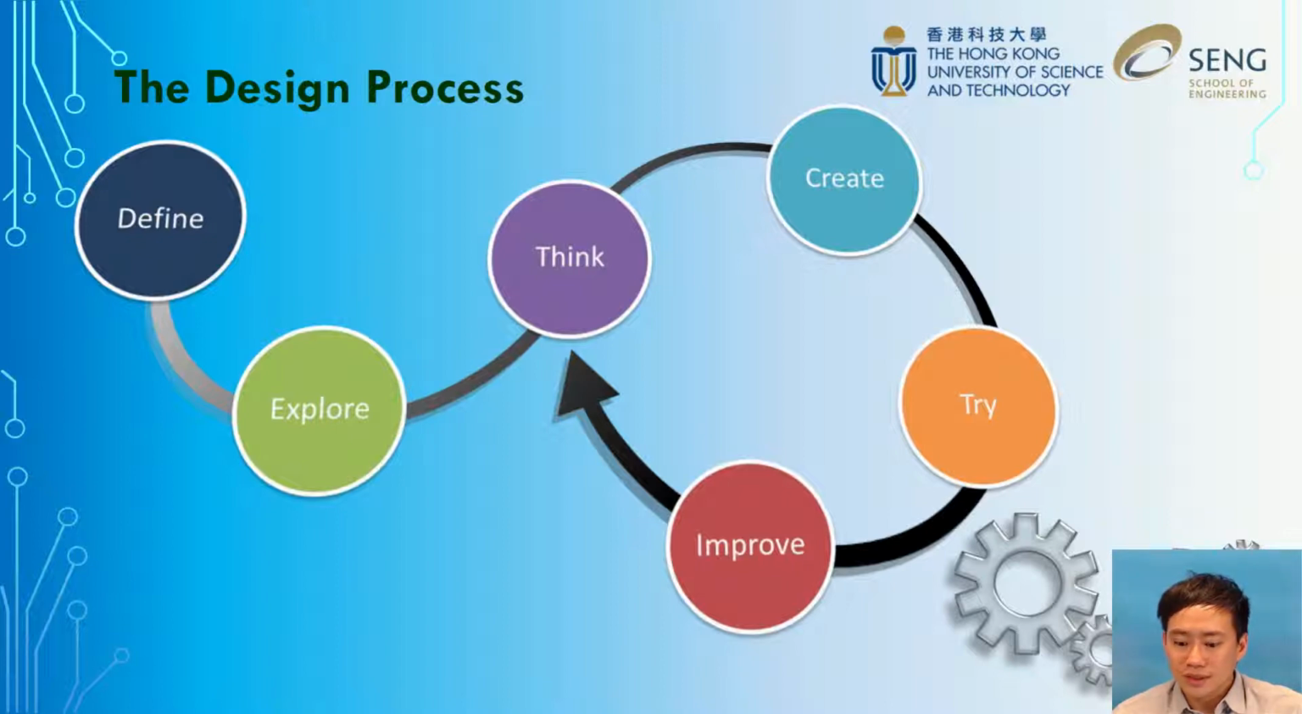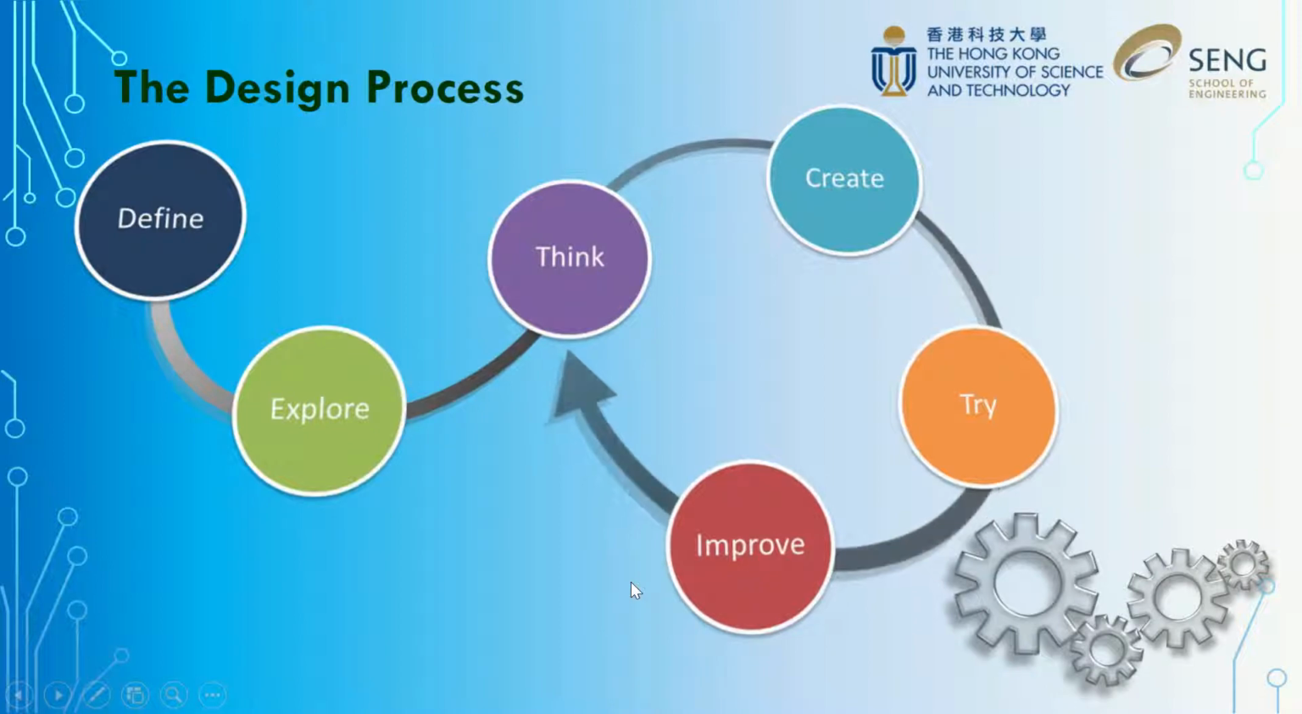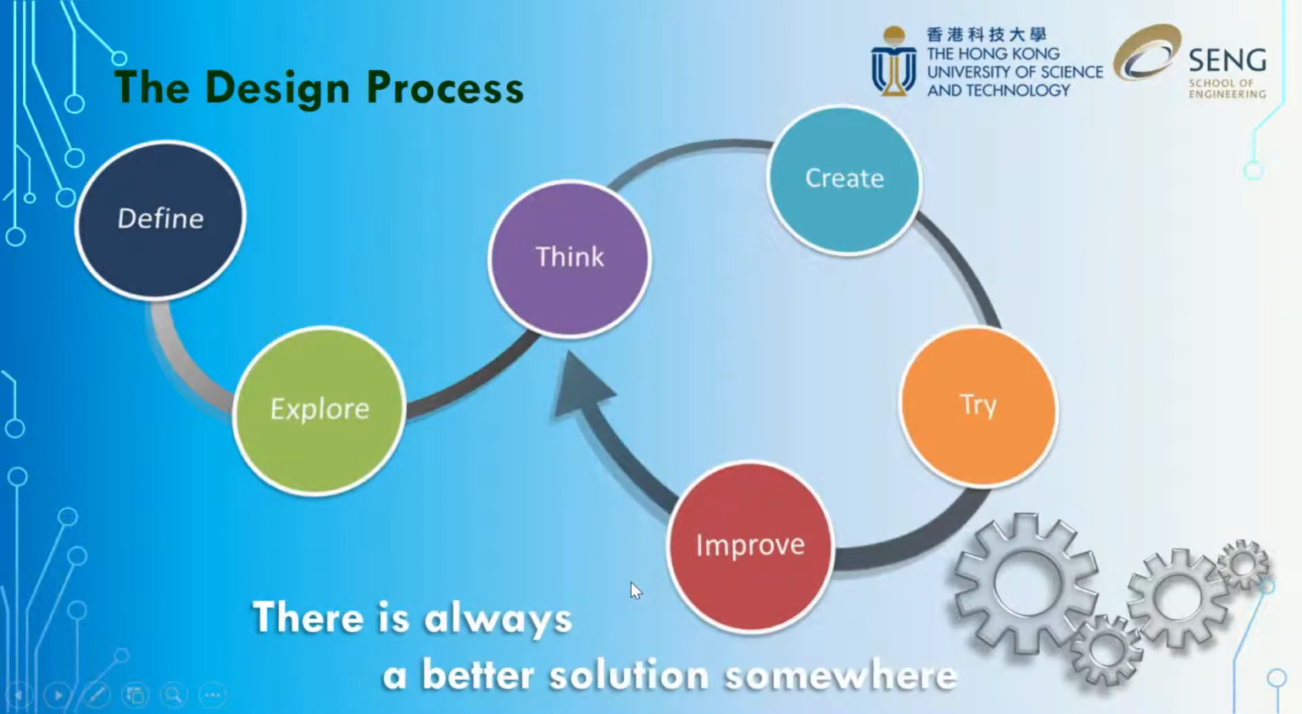Because a solution in engineering problem doesn't mean it's the best solution. You have to keep moving, keep improving your solution in order to come up with a better one. So the thinking, creating, trying, and improving process form an iterative process. And it's something that you have to try it out not one time, not two times, but hundreds of times. Bear in mind that there is always a better solution somewhere.